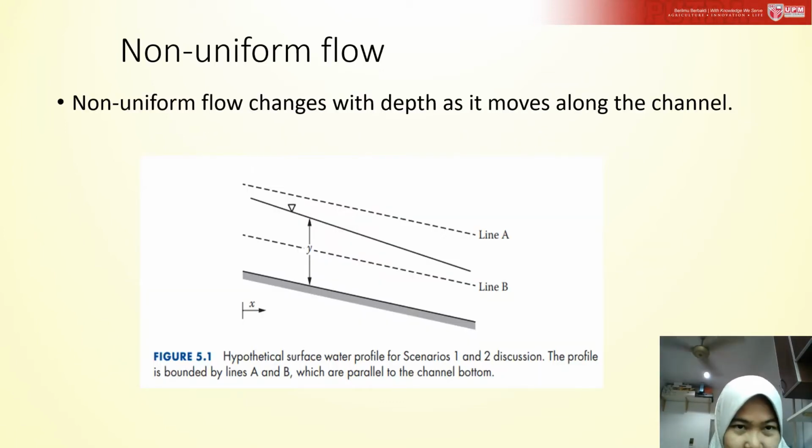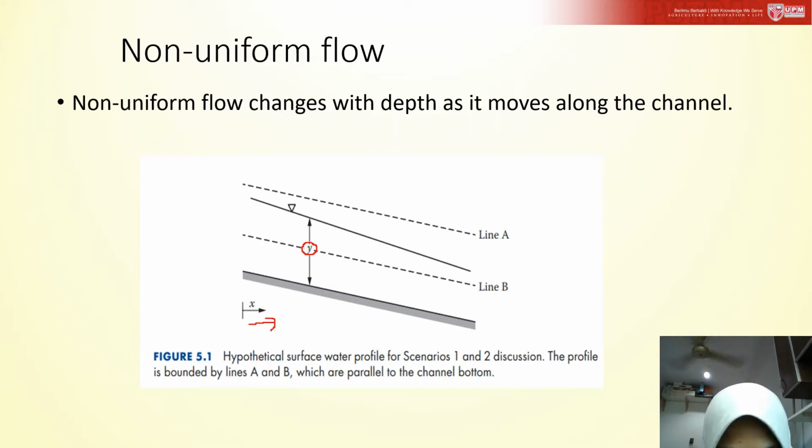So first of all, non-uniform flow is the flow that describes gradually varied flow. Non-uniform flow changes with depth as it moves along the channel. If you can see in this figure, this is figure 5.1 from the textbook. We have two lines here. This is line A and this is line B. This is Y. Y is the depth of the channel. This is where the water flows to the right direction.